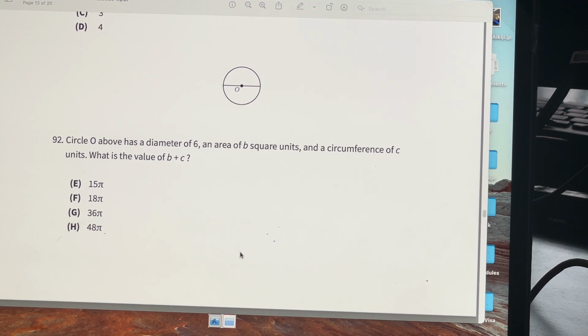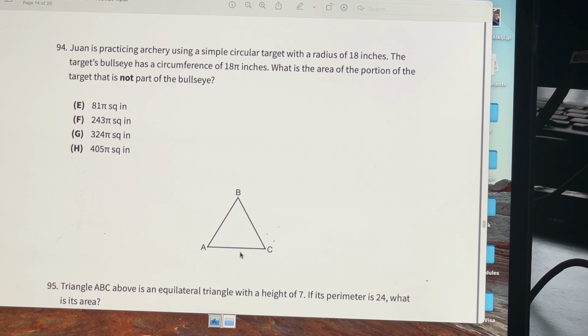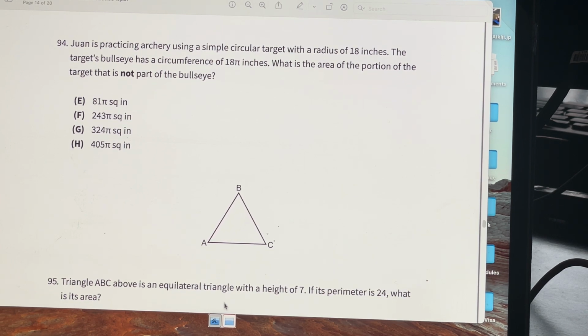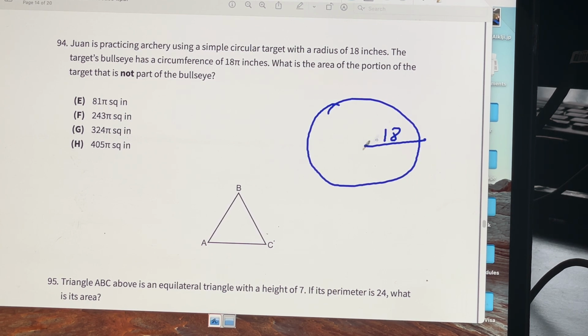94. One is practicing archery on a circle that has a radius of 18. The target's bullseye has a circumference of 18 pi inches. What is the area of the portion of the target that is not part of the bullseye? Alright, so I'm assuming there's the bullseye over here, and we want this area.